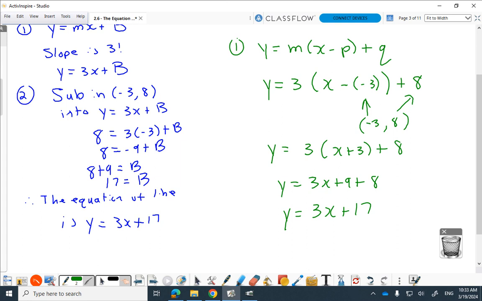Yeah? Some people will love this because it seems like cheating. It seems like skipping all that y equals mx plus b stuff. You just have to distribute out a little bit. Here's what I'll say for you in grade 10, though.